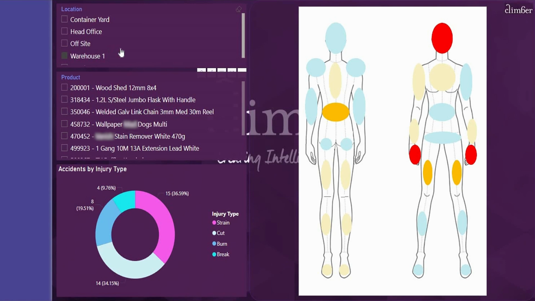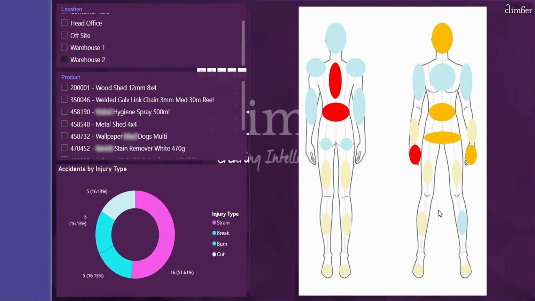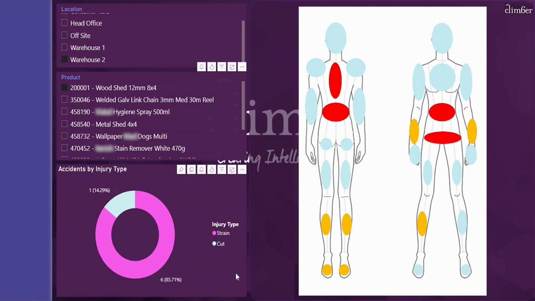In warehouse 1 that we've got selected there, we can select a different warehouse and we can see that change to where the accidents are most occurring in that warehouse as well. And we can see that 51.61% of the accidents are strains. We can also select a product. So if I select the woodshed, for example, we can see there is 7 total accidents related to that specific product, 6 of which are strains, 1 of which is a cut.